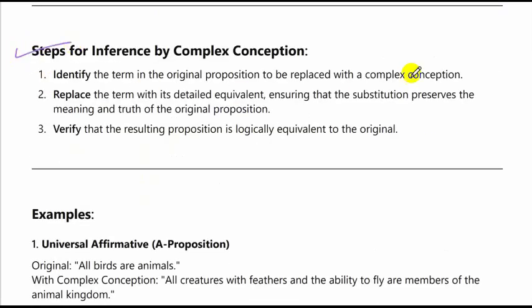What are the steps for inference by complex conception? Identify the term in the original proposition to be replaced with a complex conception. So first, we have to look for a term which we can expand or restructure in a better way, giving it a more meaningful definition. Next, we replace the term with its detailed equivalent, ensuring that the substitution preserves the meaning and truth of the original proposition. Verify that the resulting proposition is logically equivalent to the original.